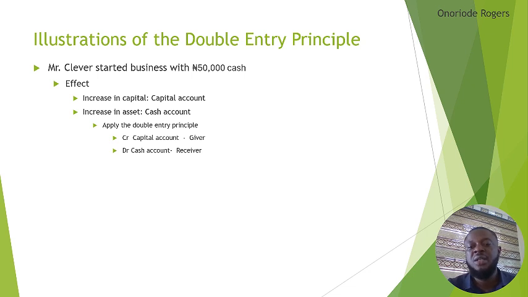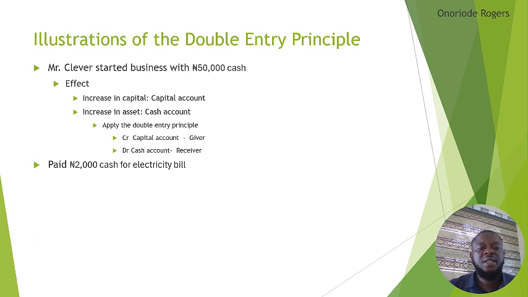It's not the same, because there is a concept in accounting, the entity concept, that the company is a separate person. So you cannot combine Clever's money and that of the company together and say it's one and the same. No, it's not. So the capital account represents Clever's account, while the cash account is the company's assets.